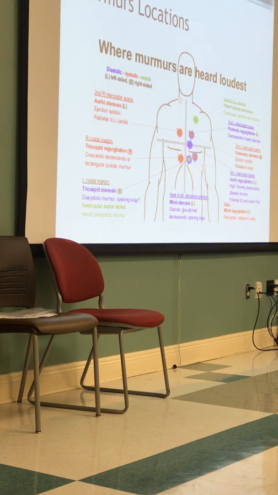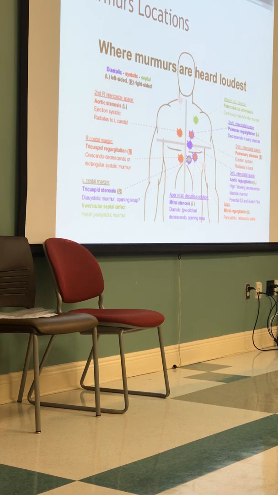So those in red are the systolic murmurs. Those in blue are the diastolic murmurs, and then the septal defects are in green. So second right intercostal space we know is the aortic. And we said aortic stenosis radiates where? Left carotid. Okay?